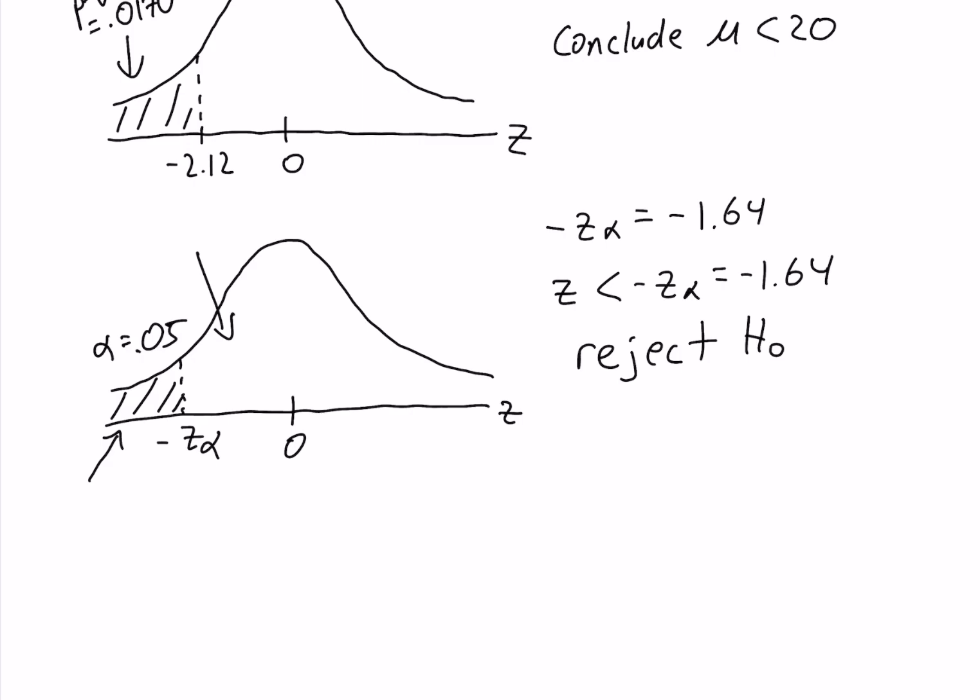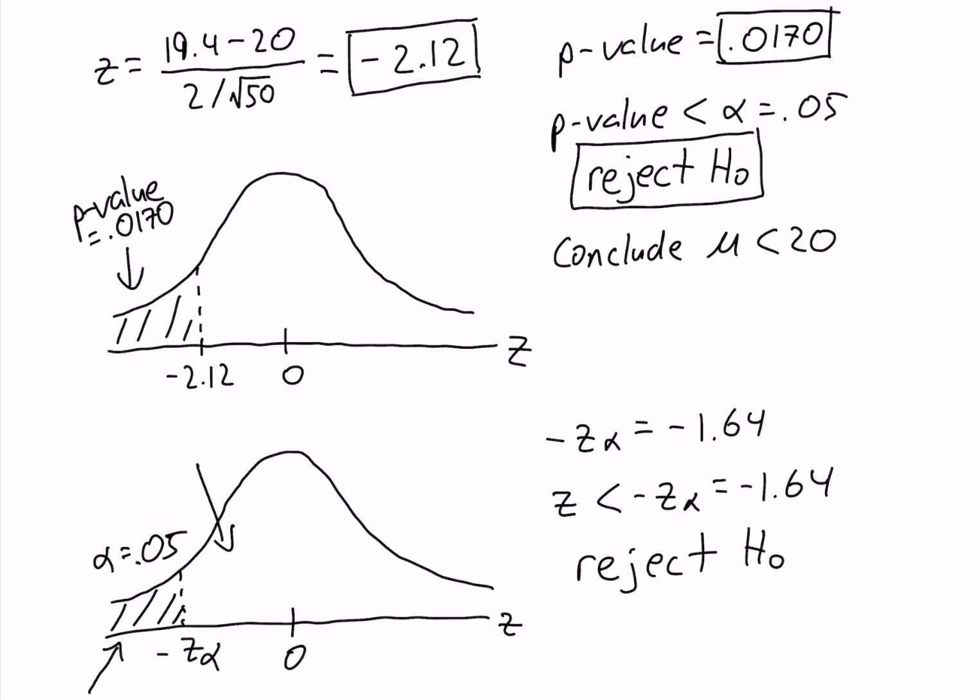Now, notice that our conclusion for the critical value approach was the same as our conclusion for the p-value approach. Now, this should always be the case unless you made a mistake. If the p-value approach says we should reject a null, the critical value approach should also say we should reject a null. If the p-value approach says do not reject a null, the critical value approach should also say do not reject a null.